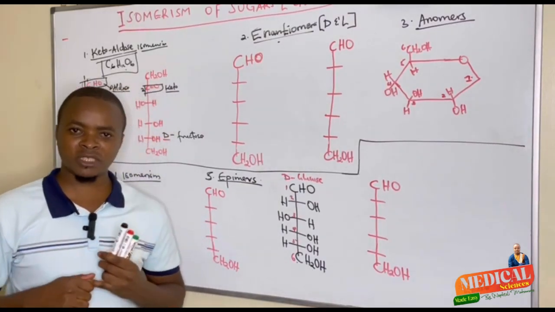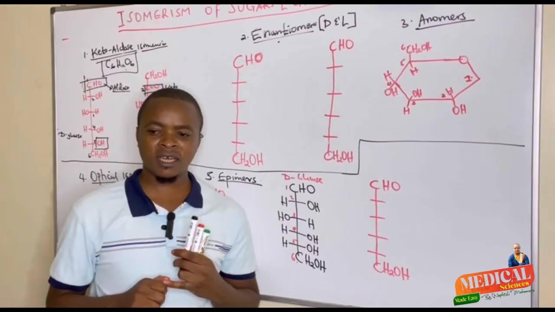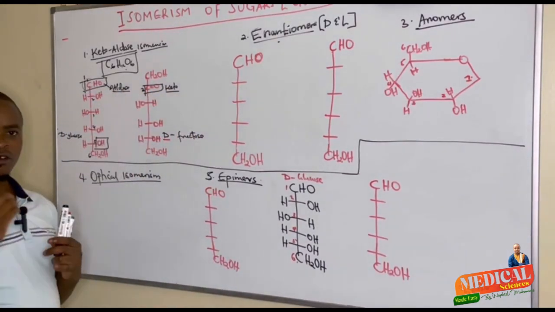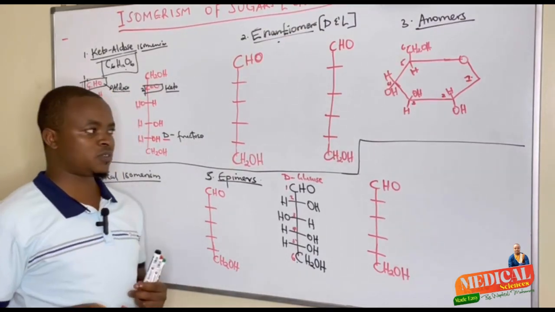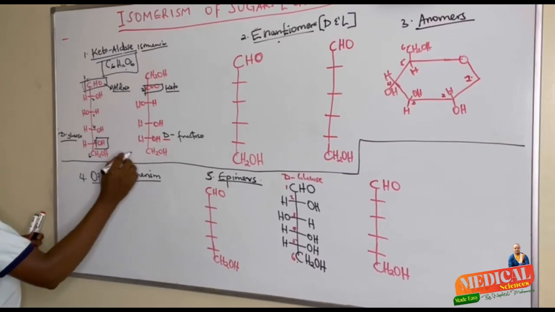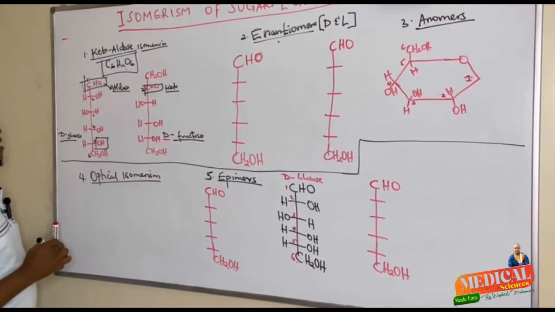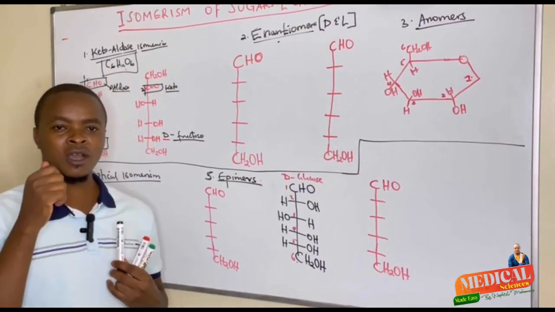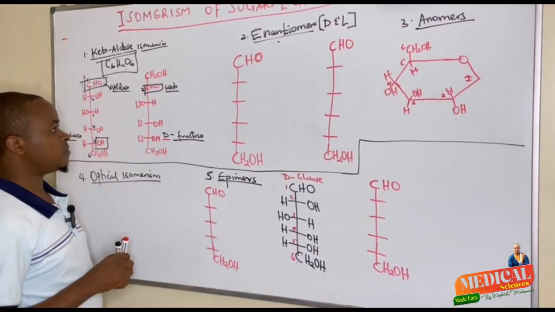When the functional group is at carbon number 1, it is an aldehyde, and when it goes to carbon number 2, it becomes a ketone functional group, and that is the difference in this type of isomers. For examples, we have seen D-glucose and D-fructose as sugars portraying keto-aldose isomerism.